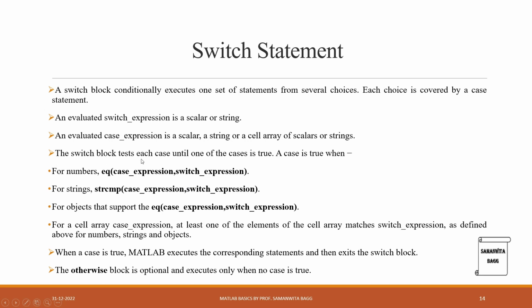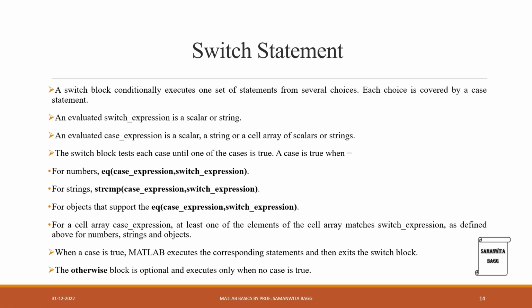The switch block tests each case until one of the cases is true. A case is true when, for numbers, the case expression and switch expression are equal. For strings, when you string compare, the case expression and switch expression should again be equal. For objects that support equality, the case expression and switch expression should be equal. For a cell array case expression, at least one of the elements of the cell array matches the switch expression as defined above for numbers, strings and objects. So that's how you're going to decide in a switch statement.